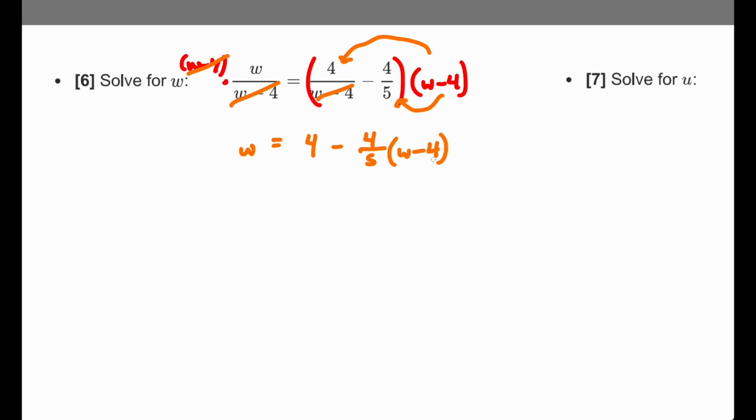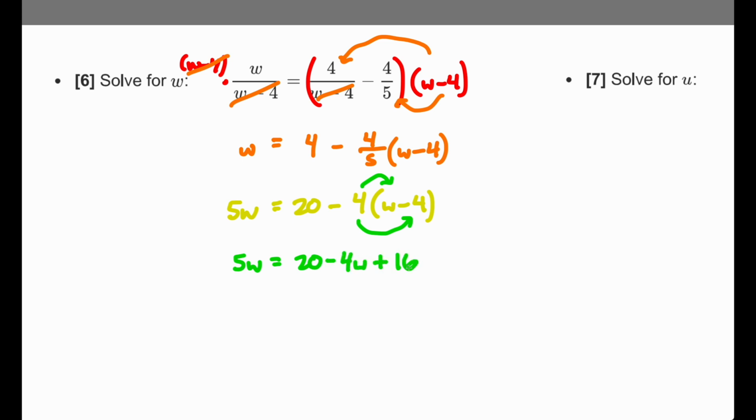Now, if you wanted to, you can just solve this out, distribute that negative 4/5 into the w minus 4. But what you can do is just multiply everything by 5 again. So I can multiply that w by 5. I can multiply the 4 by 5. 4/5 times 5 is just 4. And we have the w minus 4 again. From here, I can distribute that negative 4 to both of these terms, and you end up with 5w is equal to 20 minus 4w plus 16.